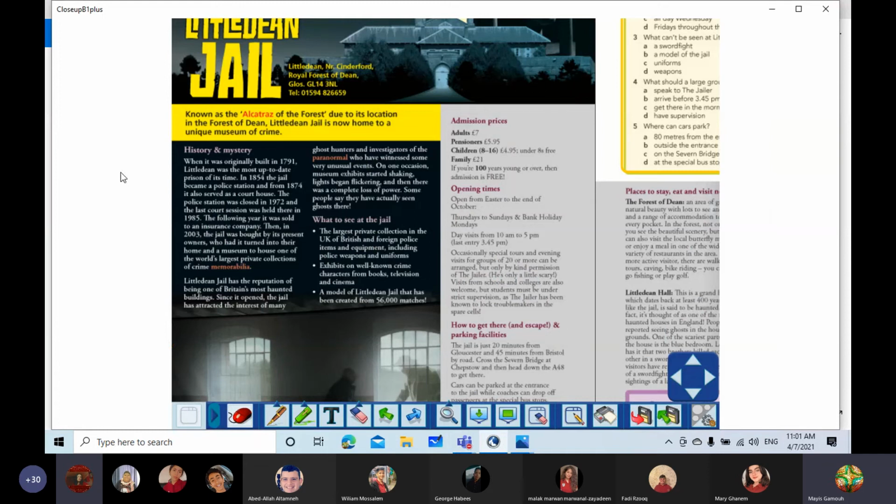When it was originally built in 1791, Little Dean was the most up-to-date prison of all time. In 1854, the jail became a police station, and from 1874, it also served as a courthouse. The police station was closed in 1972, and the last court session was held there in 1985. Thank you, dear.